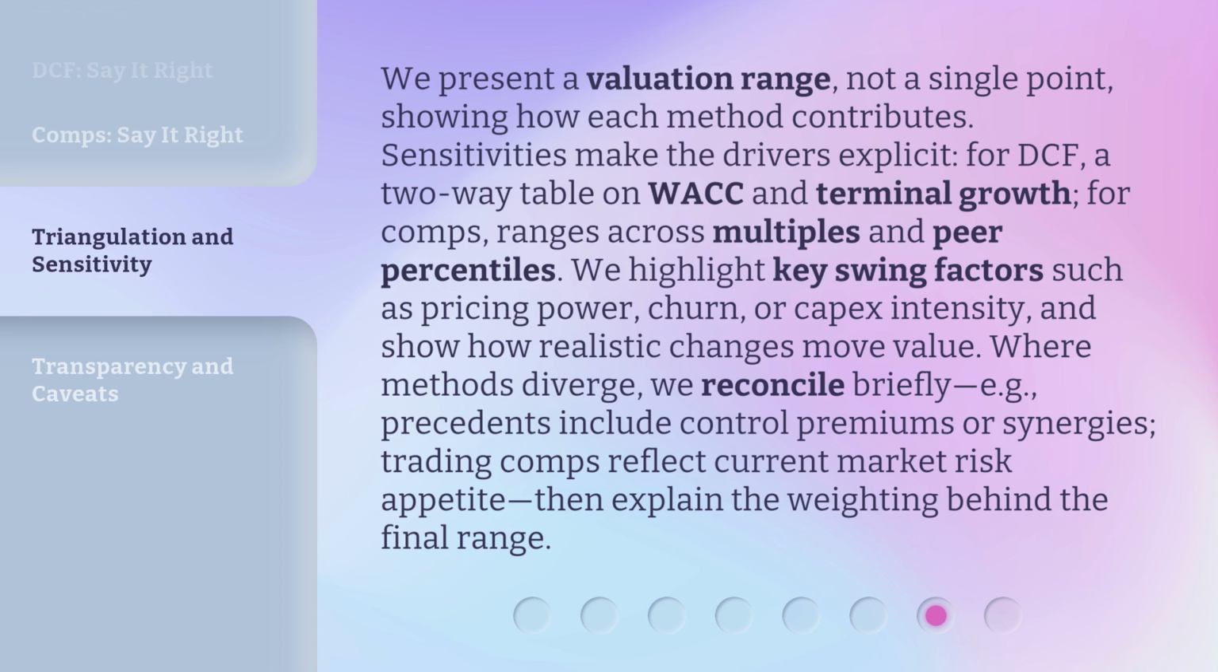We highlight key swing factors such as pricing power, churn, or CapEx intensity, and show how realistic changes move value. Where methods diverge, we reconcile briefly, e.g., precedents include control premiums or synergies. Trading comps reflect current market risk appetite. Then we explain the weighting behind the final range.